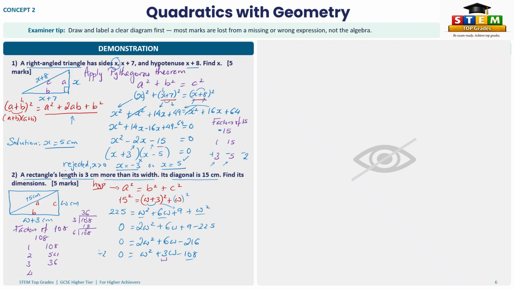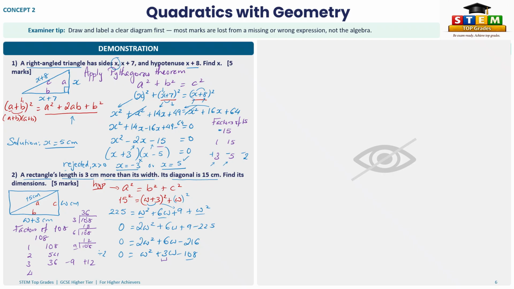No, 8 is not a factor. So let's try 9. We divide 108 by 9, which gives 12. You can see 9 and 12 are going to give me 3. So if I write 9 and 12, to get a positive 3, you have to have plus 12, take away 9.